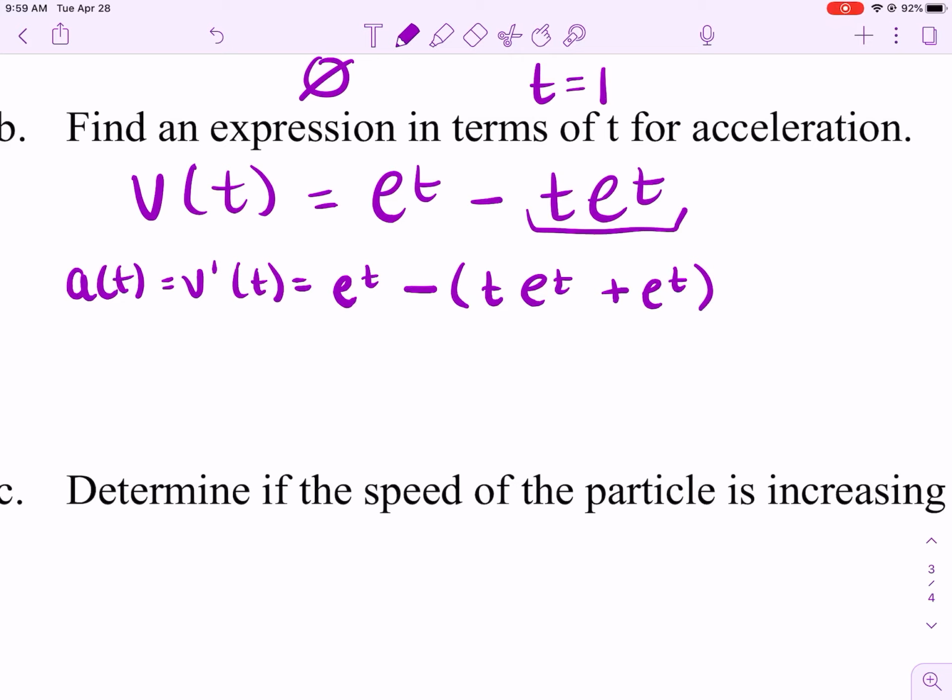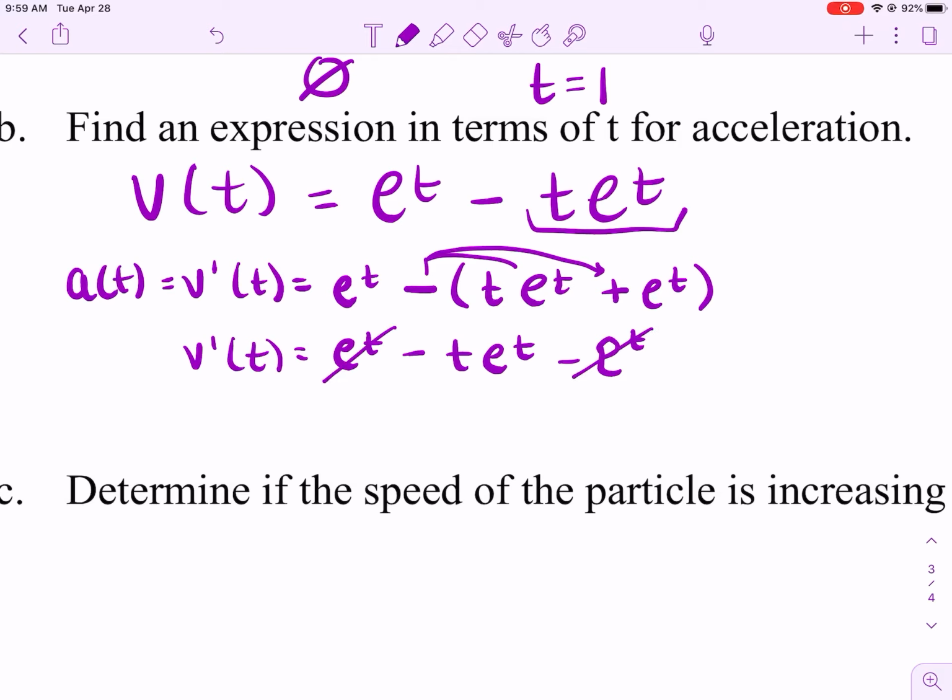Note here with this negative sign, let's take it and distribute it, right? The negative 1. So we have that acceleration, or the derivative of velocity, is equal to e to the t minus t e to the t minus e to the t. Note that the first term and the last term will add to 0. So that means that your derivative of velocity, or your acceleration, is negative t e to the t.